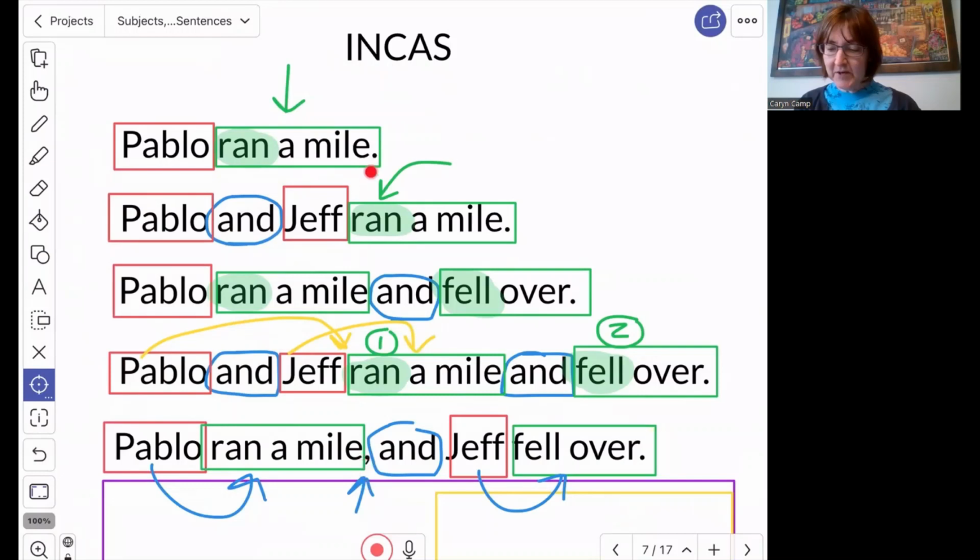So here was the period. Pablo ran a mile, period. We turned that into a comma, and then we put the word and. Jeff fell over. So this last one is the only sentence on this page that is a compound sentence. Everything else is simple because it's red, green, red, red, green, red, green, green, red, red, green, green. But none of those repeat red, green, red, green. Only this one shows subject, predicate, subject, predicate.